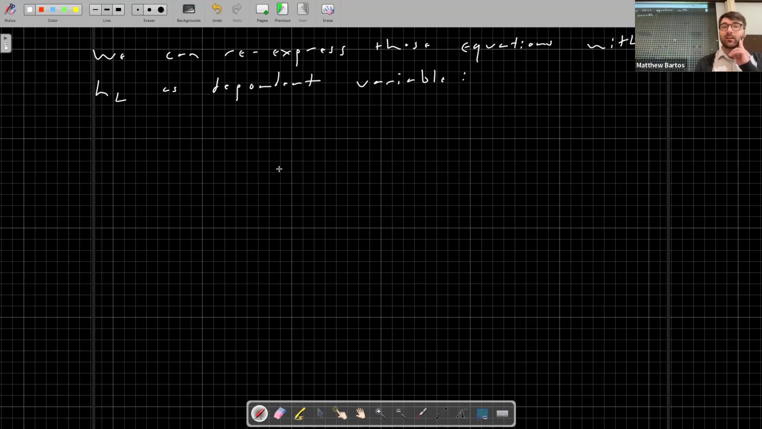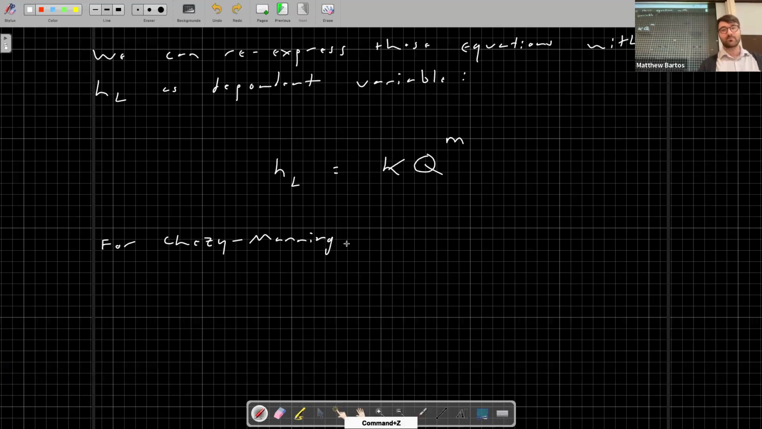And if we do that, all three of these equations will take the form HL is equal to some coefficient K times the discharge to the M, as in Mountain, power. So let's take an example for the Chezy-Manning equation. This is just by example.